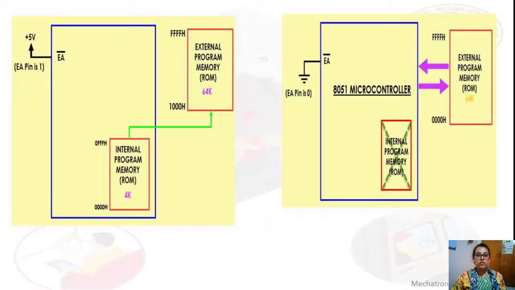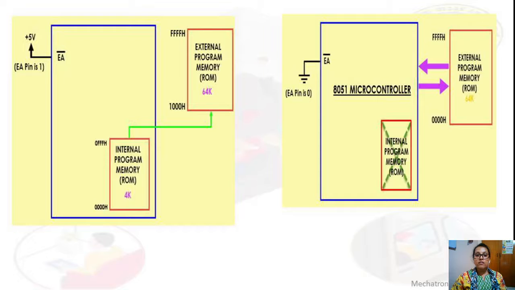Okay, this is an external program memory. Next, this is another way. If EA bar is 0, you can access the external program memory like this also. Without using the internal program memory, you can connect external program memory of around 64 kilobytes. You can interface it with the 8051 microcontroller by making the EA bar pin 0.